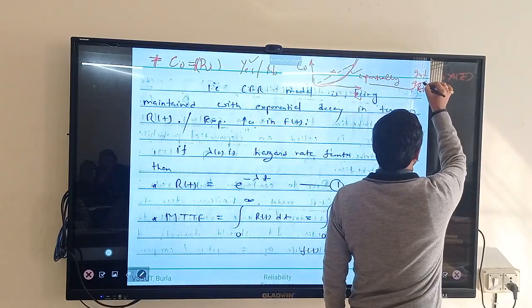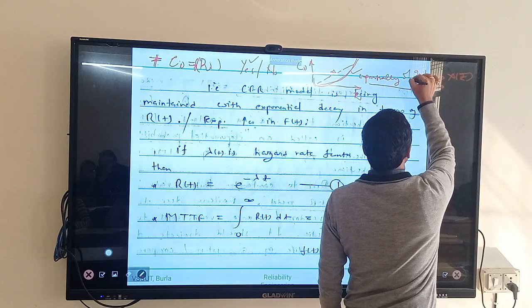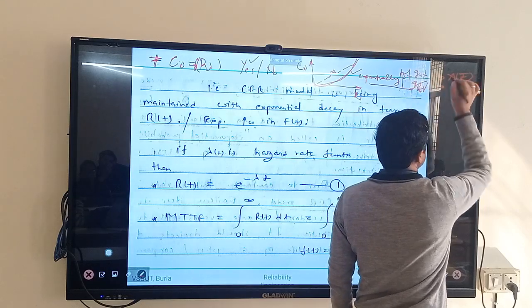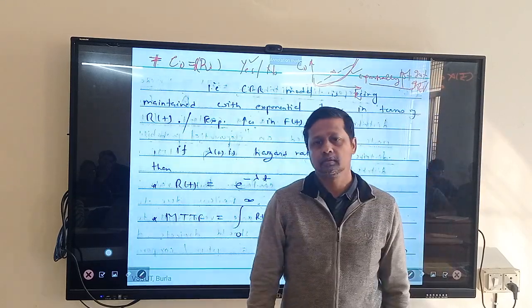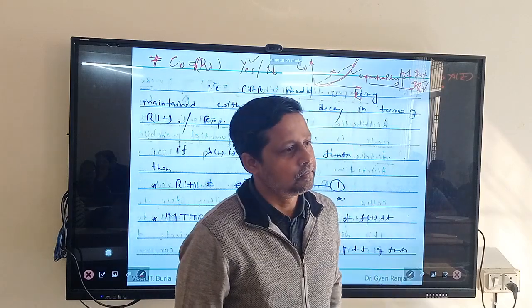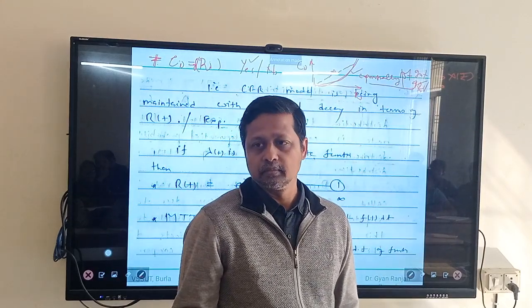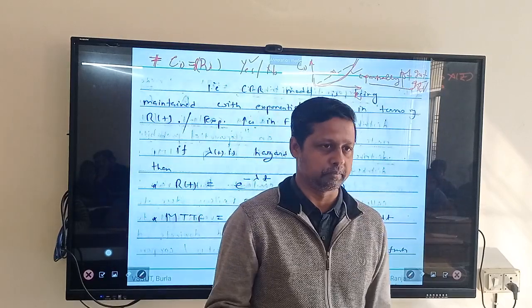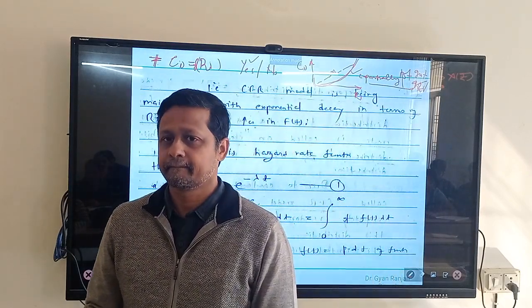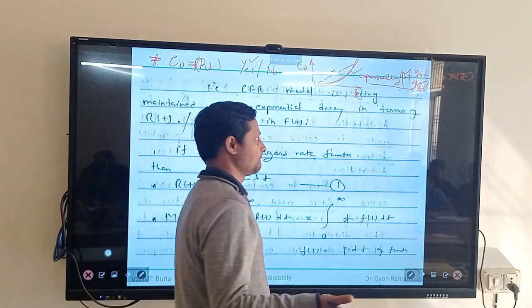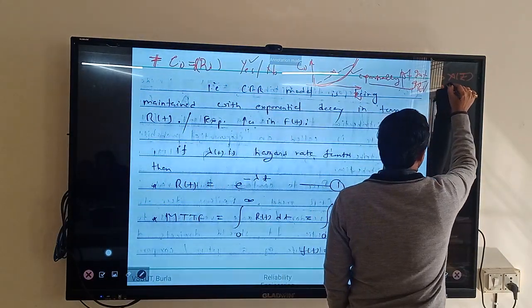You are jumping from 90% to 95%. It's a 5% increase in reliability. What do you think, how much will the cost increase? Much more means how much? 10%, 20%, 50%? 10%? It will go roughly around 2x.